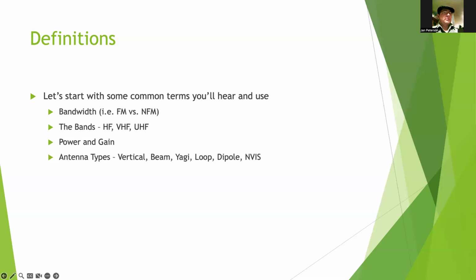NVIS stands for Near Vertical Incident Skywave. Normally when you set up your antenna, you're sending a signal out horizontally, and it's bouncing off the ionosphere and coming back down to the earth somewhere far away. With NVIS, you're sending the signal almost straight up, so it comes almost straight back down again. You're getting maybe 150, 250 miles of range out of it, which is perfect if the people you want to talk to are 150 miles away or 250 miles away.